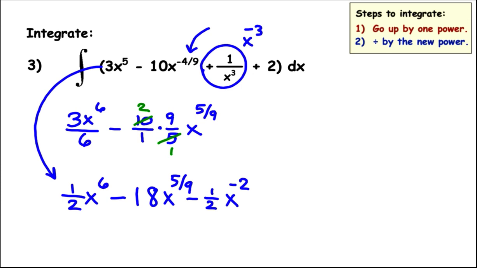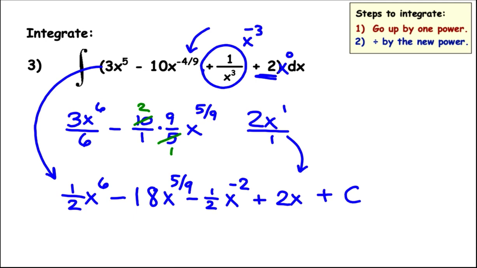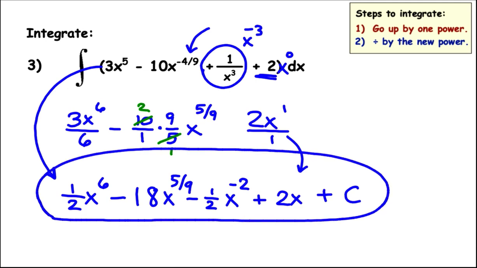That looks good. And finally, the integral of 2 is 2x. If that didn't make sense, remember this is 2x to the 0, so you're going up by a power, dividing by the new power. So yeah. Plus c, and my answer is already simplified, so all I have to do is just put a big old oval around it, and it's done.